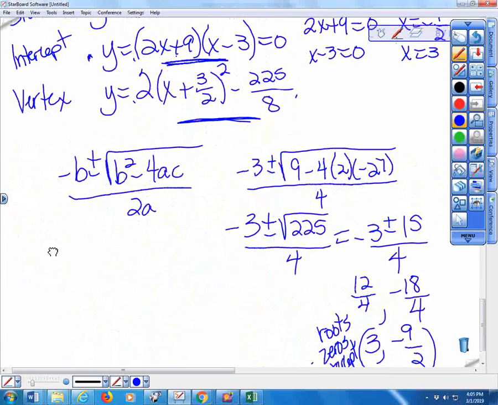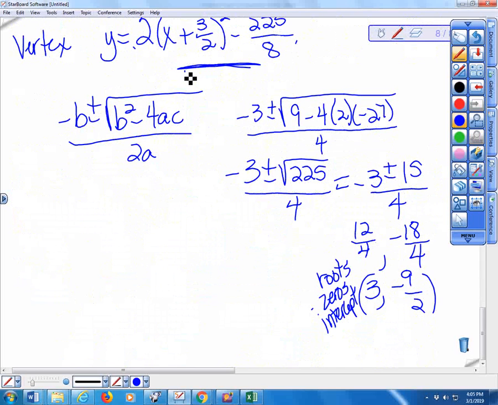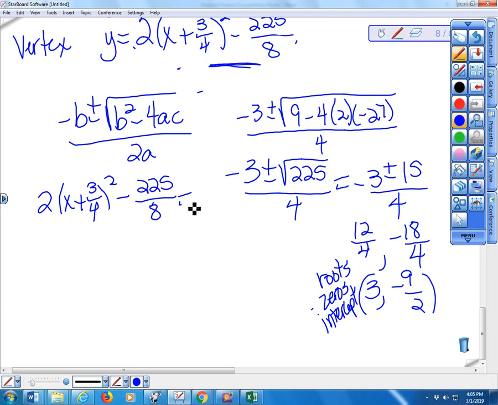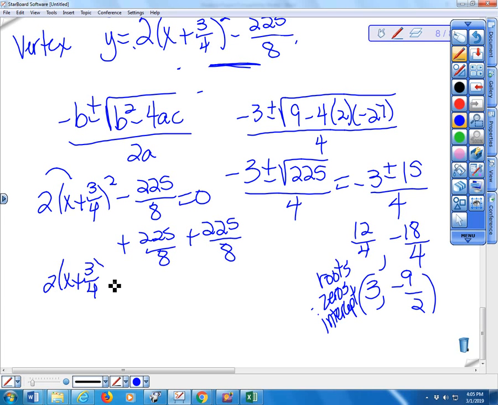Okay, now to find the roots from completing the square, or the vertex form. I'm going to set 2 times x plus 3 fourths squared, it's 3 fourths actually, sorry about that, minus 225/8 equal to 0. So don't distribute this back. We factored it for a reason. All we're going to do is add 225/8 to both sides. And on the left, I'll end up with 2 times x plus 3/4 squared equals 225/8.